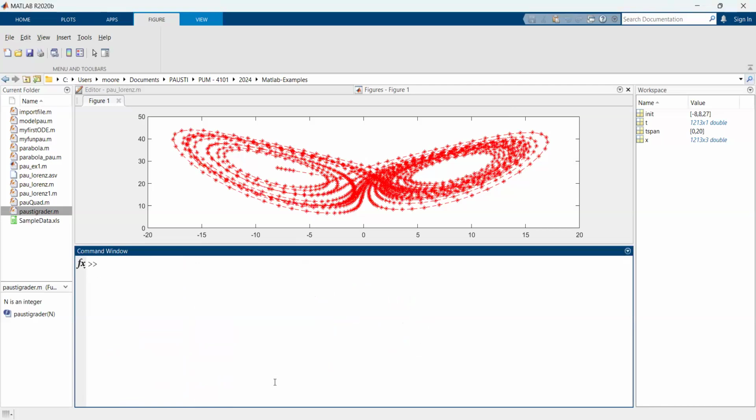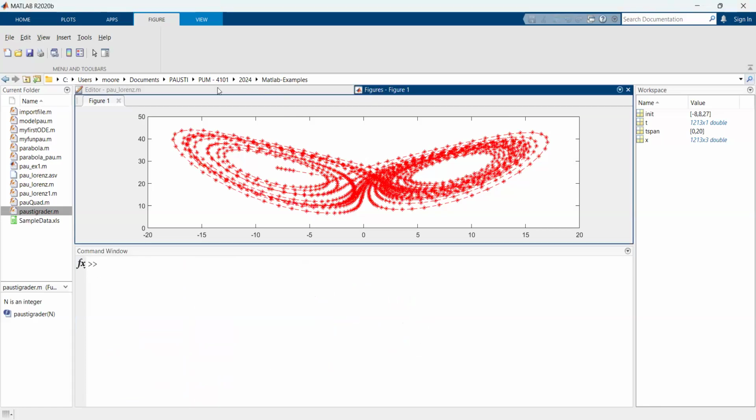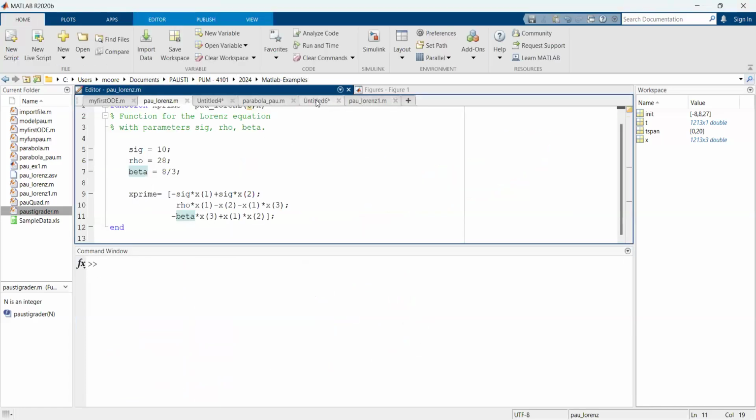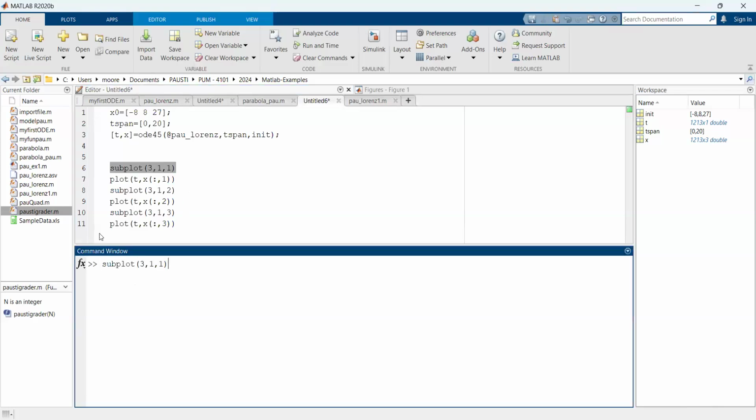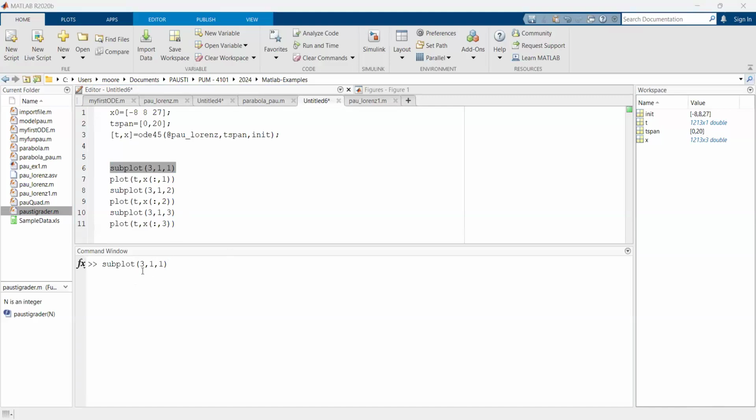So we can do subplots. Subplot means you can do a lot of plots within one plot, so one figure. For instance, we can do subplot 311. 311 means you should create a 3 by 1 plot. So here it says create a 3 by 1, which means you are going to create a figure, right?